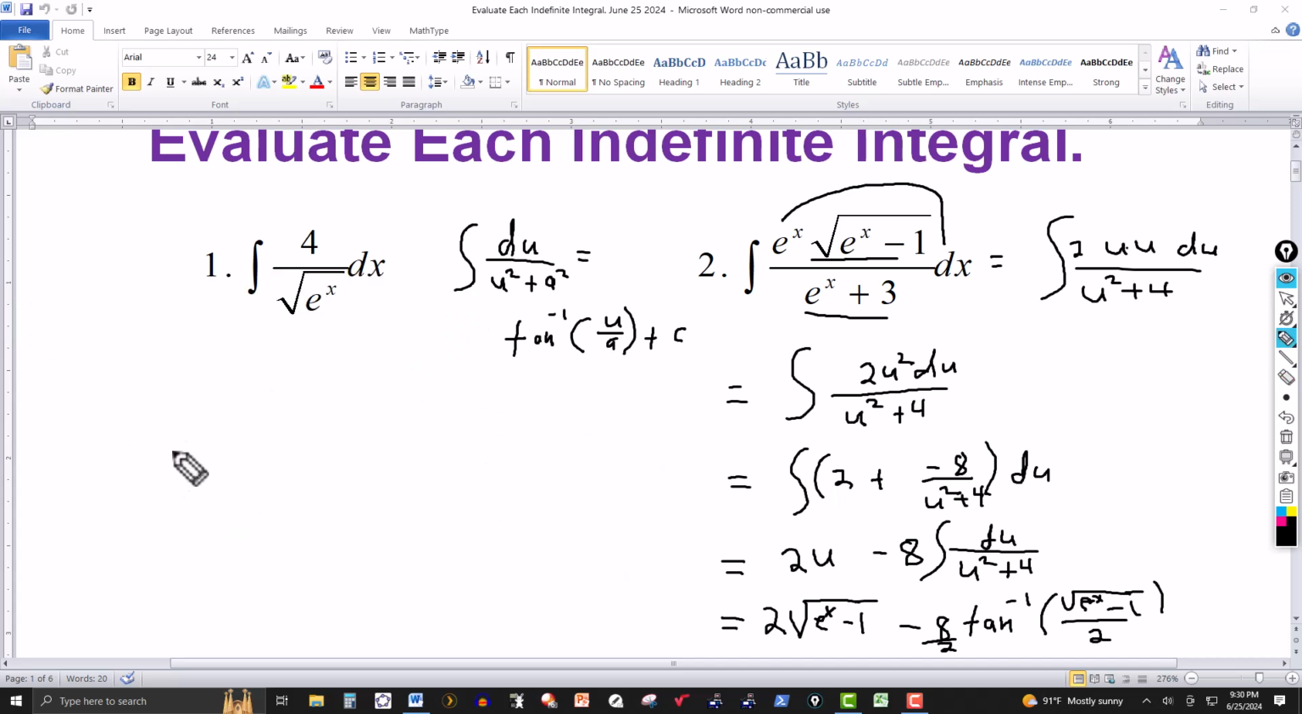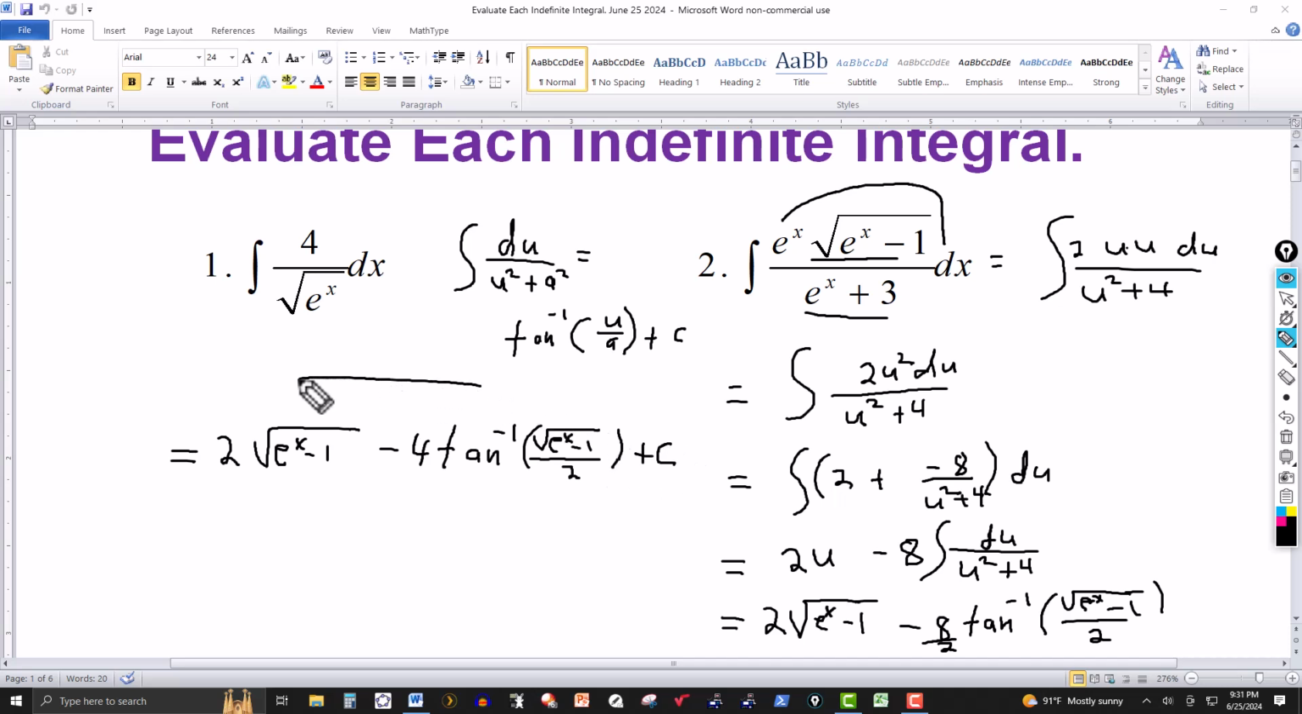So let's just put the final answer over here then. Pretty much have it there. This will be 2 square root of e to the x minus 1. And then over here, this is minus 8 over 2, so let's reduce that to minus 4. And that's times tangent inverse of the square root of e to the x minus 1, and that's over the a, which in our case is 2. And plus the constant of integration.